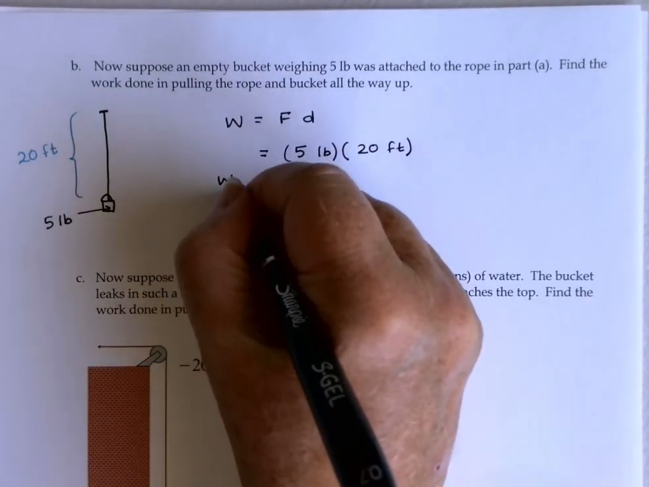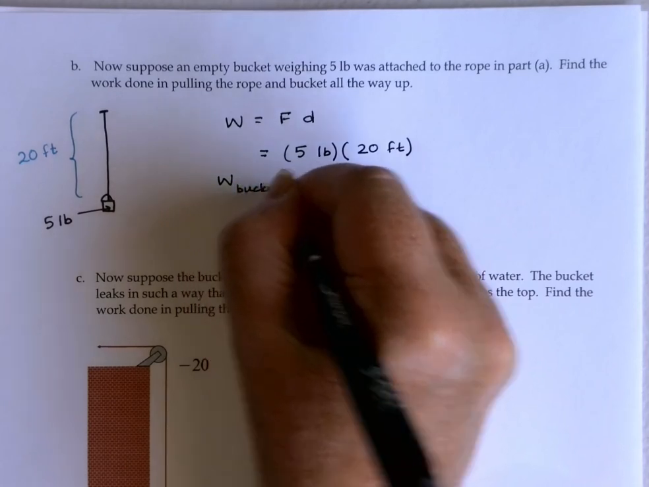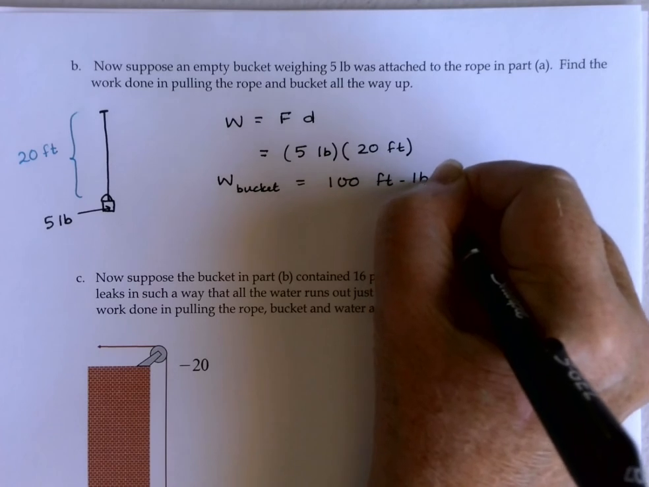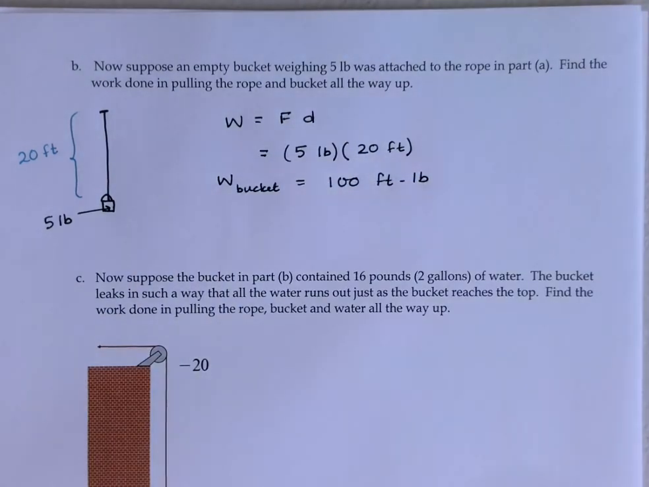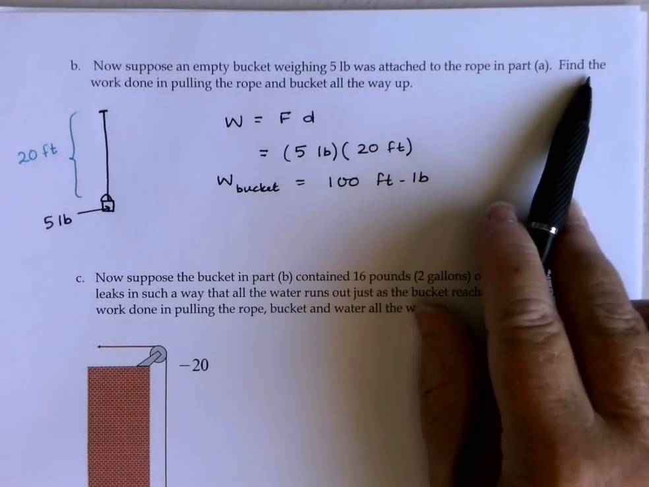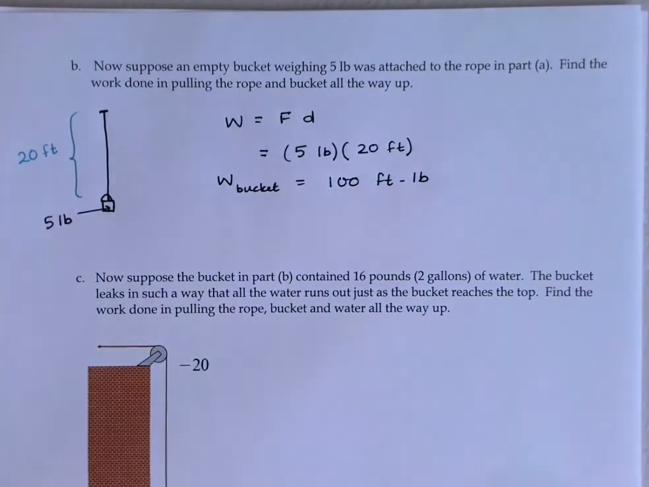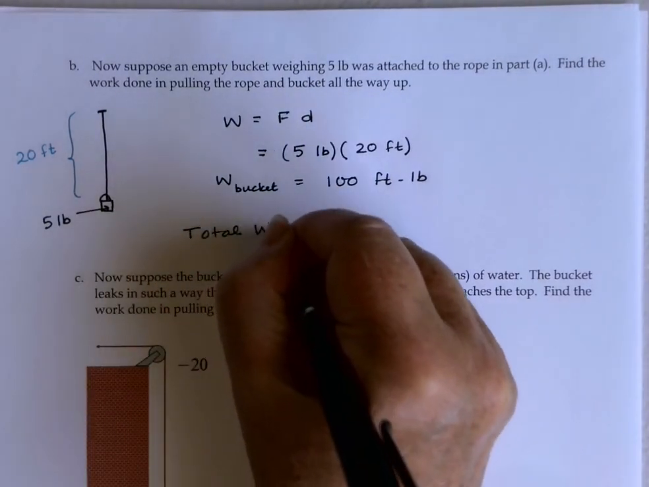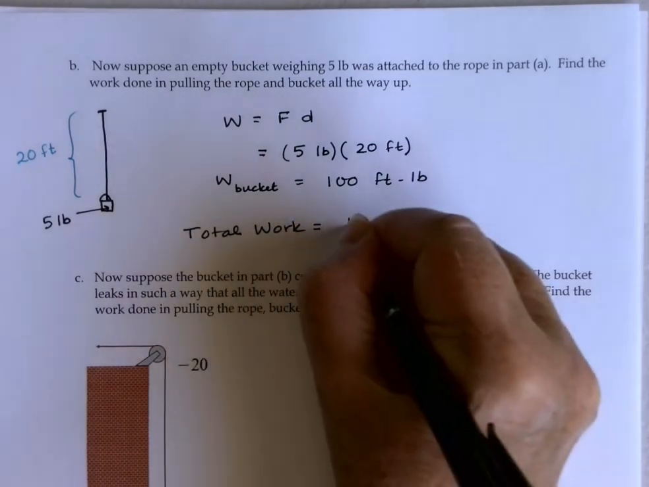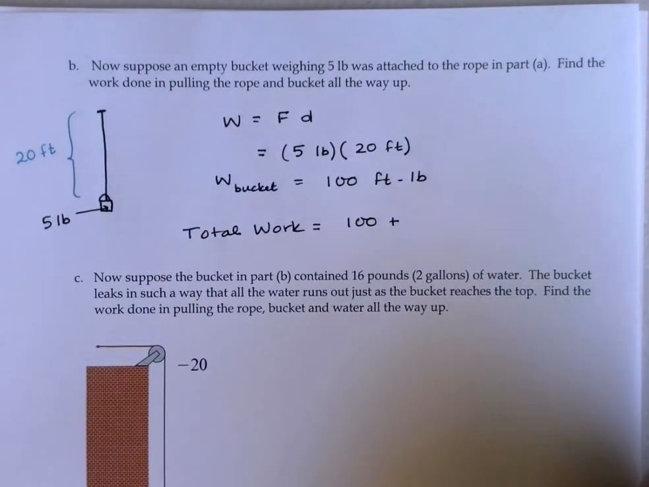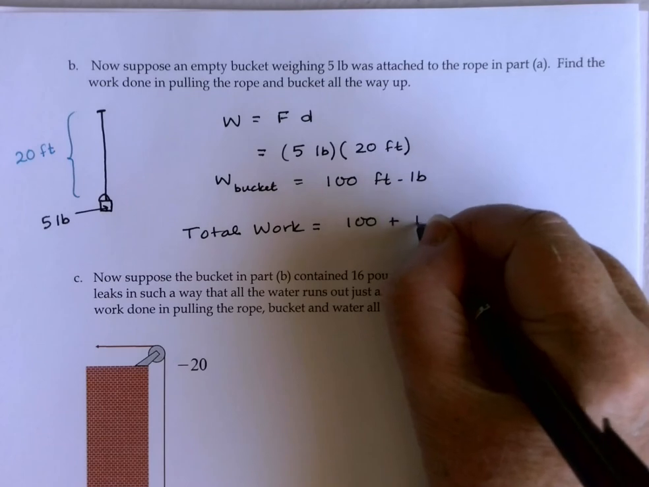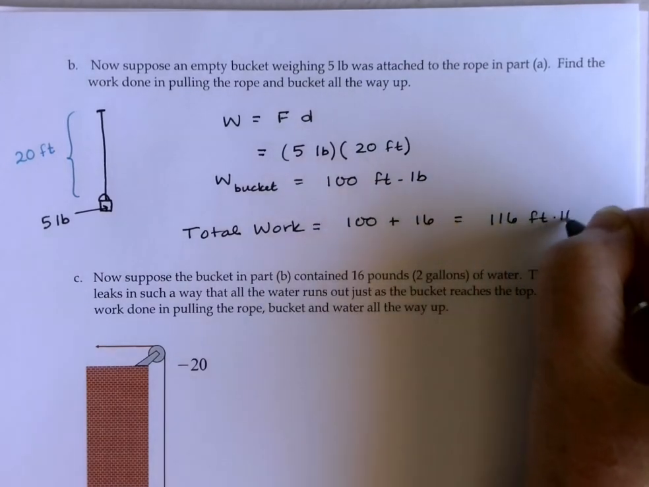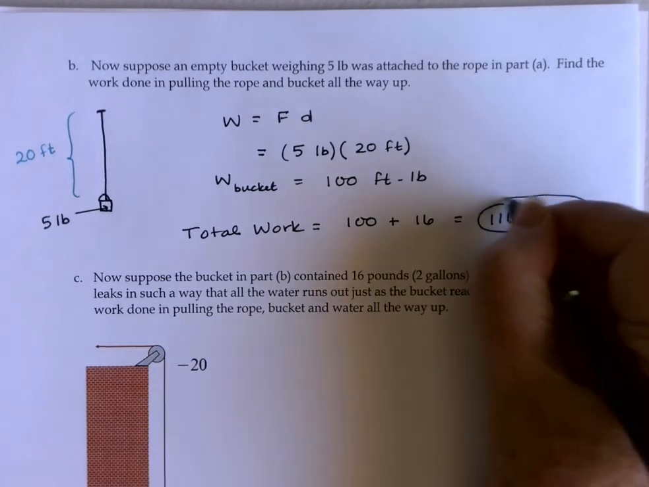So I'm going to say W for the bucket is going to be 100 foot-pounds. Okay. My goal here, though, was to find the work done in pulling the rope and the bucket all the way up. So the total work is going to be this 100 that we just calculated, plus the 16 that we got in part A, or 116 foot-pounds, to lift the rope and the bucket.